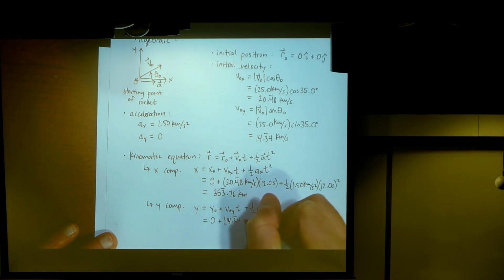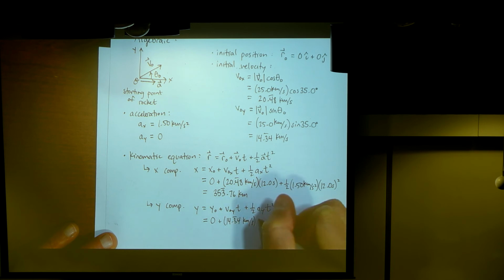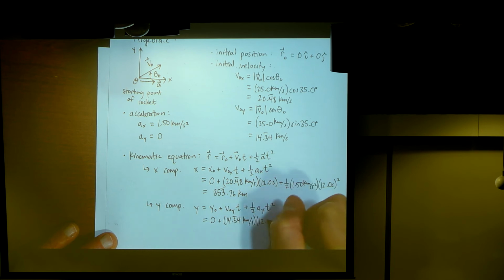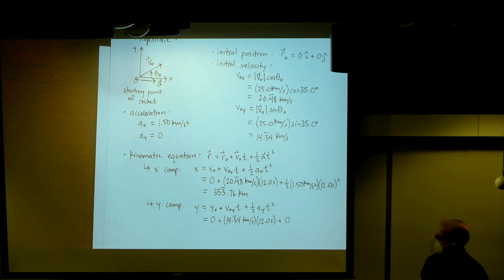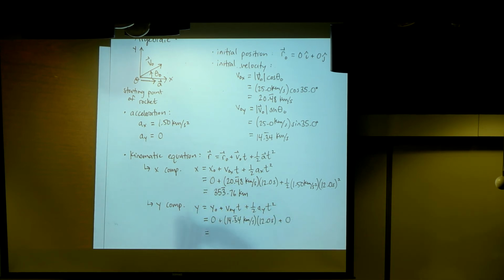What about v0y? What should I put in for that? 14.34 kilometers per second, and then that's going to multiply t, which is 12 seconds. And then what do I put in for ay? Yeah, so there's no acceleration in this case in the y direction. So that's a simple calculation. What does it come out to? 172.08 kilometers. Okay, so now we know both how far we've traveled in the x direction and the y direction.